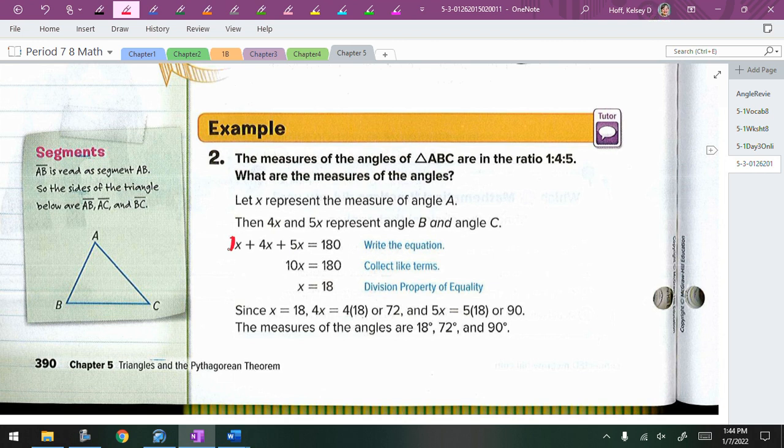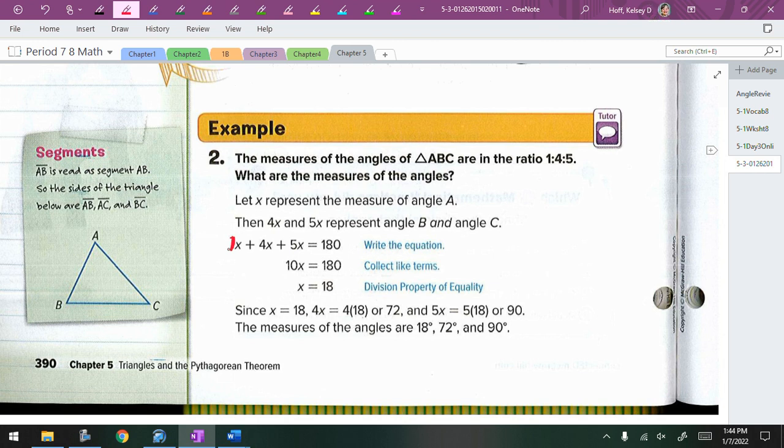Now, 18 is not an angle. 18 is the number that we divided out. So to figure out what the original angles were, we have to multiply it back in. 1 times 18, we get 18. 4 times 18, we get 72. 5 times 18, we get 90. So the original triangle was actually 18 degrees, 72 degrees, and 90 degrees. How could I double check that I did that correctly? Very good, perfect. Add them all up, and we should equal 180.